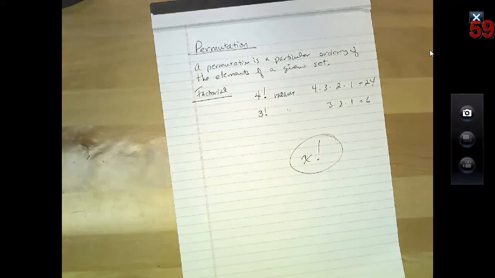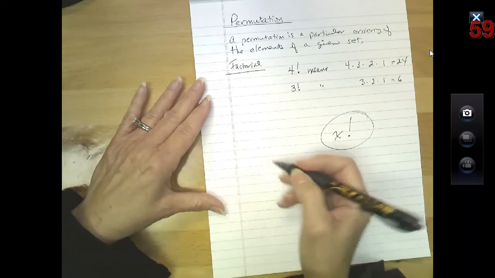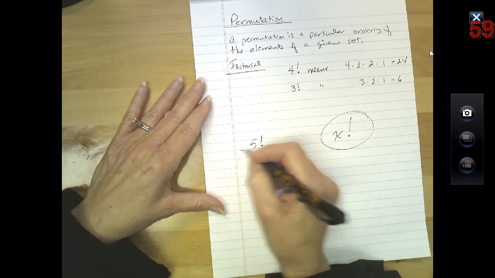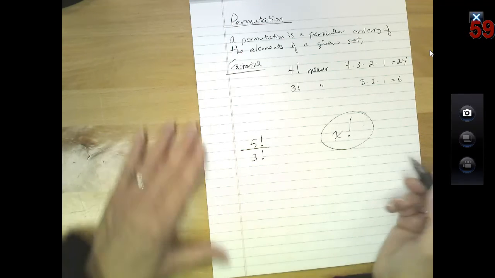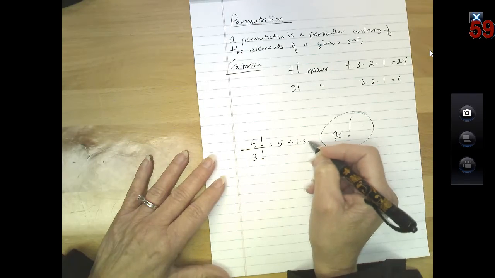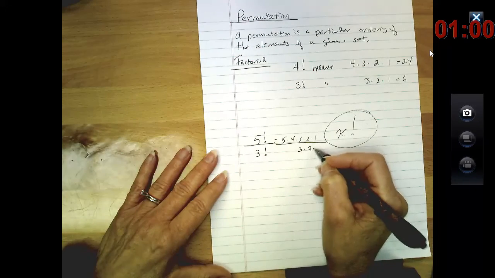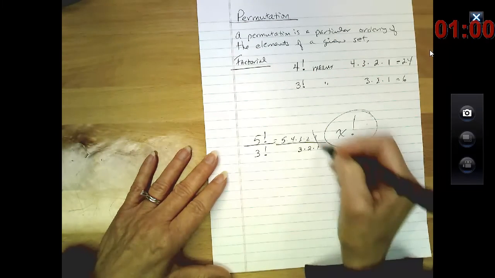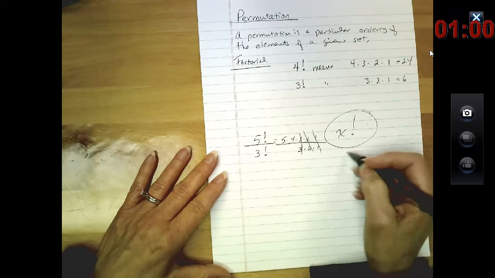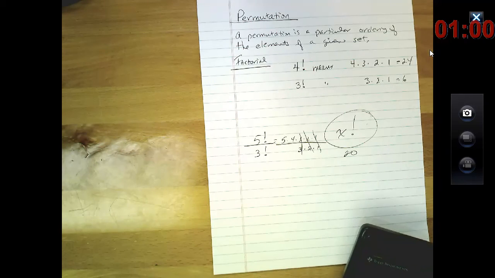Okay. Now, you can also have something like this: 5 factorial over 3 factorial. 5 factorial means 5 times 4 times 3 times 2 times 1. 3 factorial means 3 times 2 times 1. Okay, those cancel, so it's just 5 times 4, 20. Now, you can try it on your calculator and see if that works.